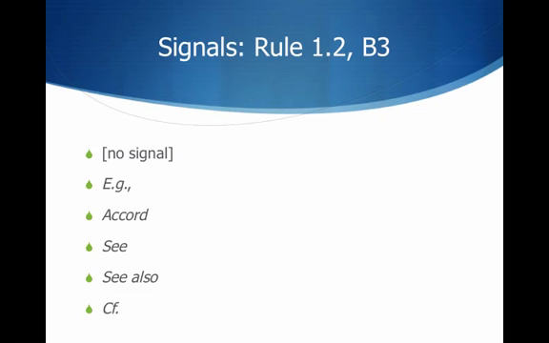Cf. is probably the rarest of the supporting signals that you'll find. Cf. means that the cited authority supports a proposition different from the main proposition, but sufficiently analogous to lend support. The Bluebook defines cf. as compare. The citation's relevance is only going to be clear to the reader if you use an explanatory parenthetical after it.